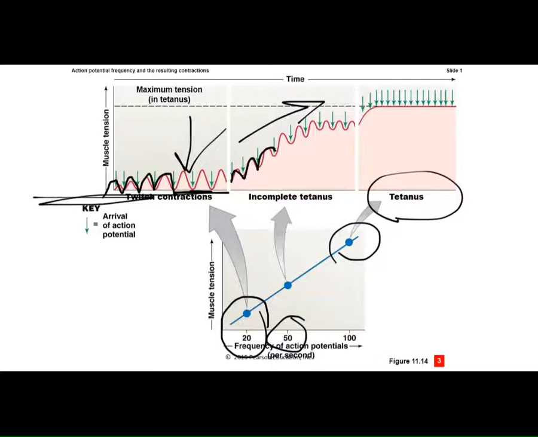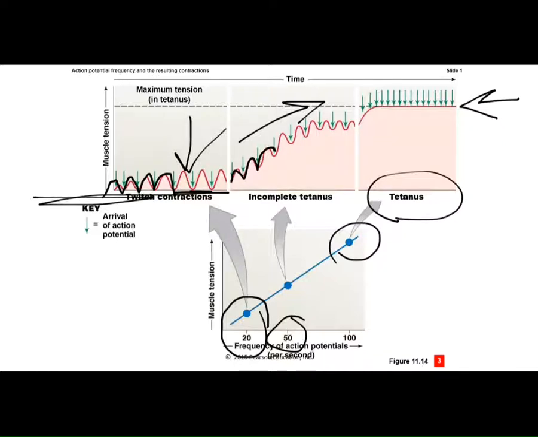Now, when you hear the word tetanus, you usually think of a shot, right? But tetanus is a disease, a condition caused by bacteria, which causes your muscles to go into a spasm. Okay, and we'll talk more about that later. But what happens is that the muscles are in a complete spasm. They're completely contracting. There's absolutely no relaxation.